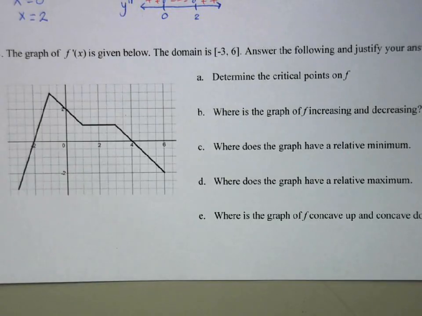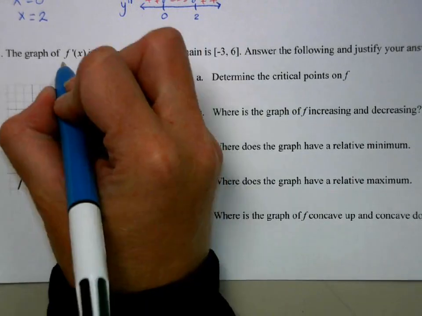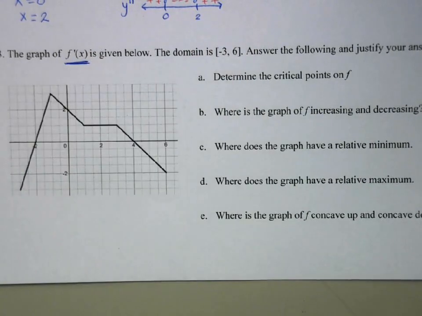Okay, so here we are given the graph of f prime. So that's an important thing to note. The domain is from -3 to 6, and we're going to answer certain questions. So we are given the derivative. This is not the graph of the original function. Okay, so first, critical points.